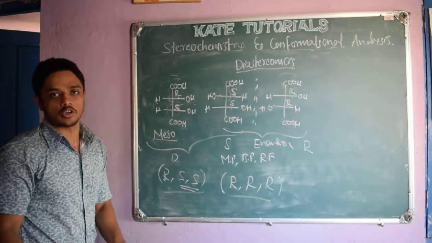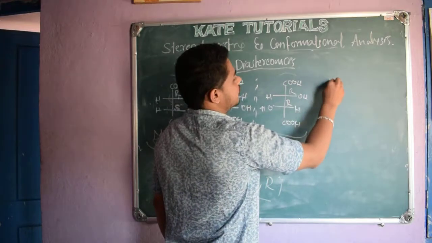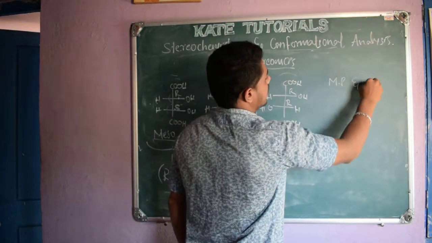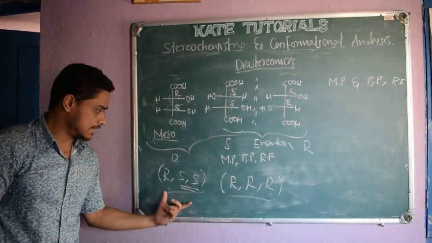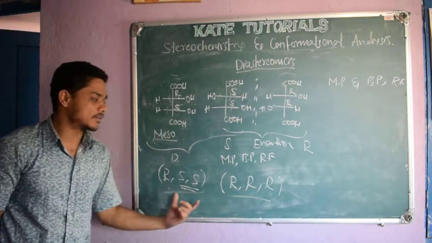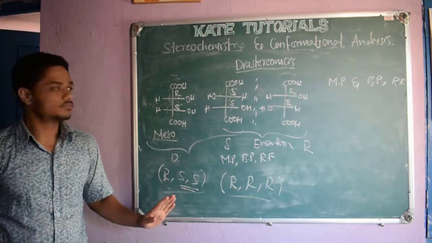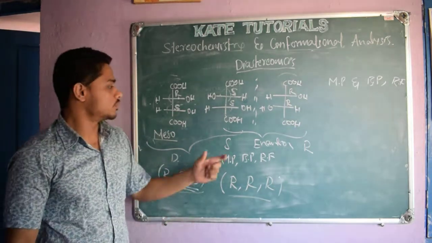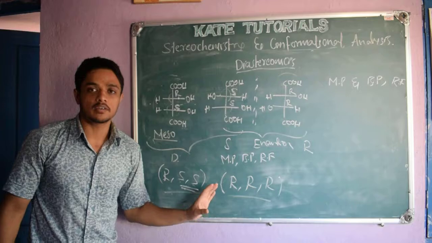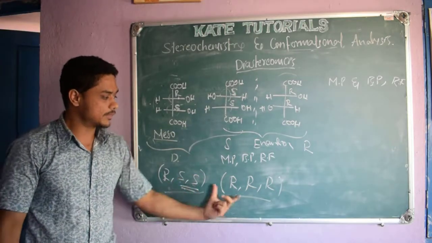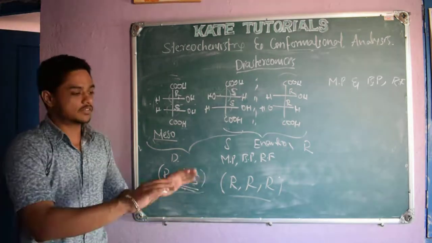Again, these two are diastereomers. In the case of diastereomers, they will have different melting points, boiling points and also different retention factors. This and this are diastereomers, both having different melting points, different boiling points and retention factors, so I can easily separate them. To separate things, we react these enantiomers with one of the diastereomers. We will get a mixture of diastereomers. The products won't be the same, they will be different, having different melting points, so we just separate them.